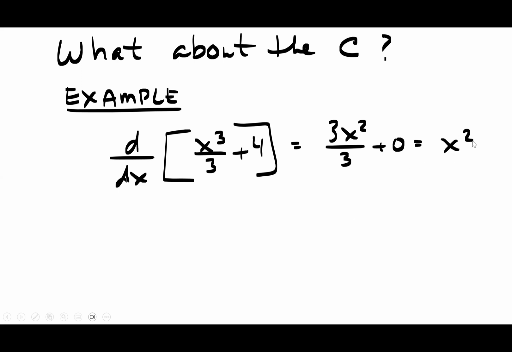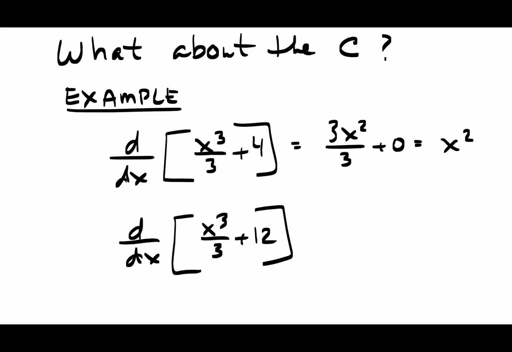Okay, are we good? So notice that if there's a constant here, the derivative of the constant will always be 0. But what happens if it's a different constant? What happens if this was x to the third power over 3 plus 12? Take the derivative of that, and I think you guys already see it. That little 12 is also going to go to 0. So hold on. When I take a derivative, all constants go to 0.